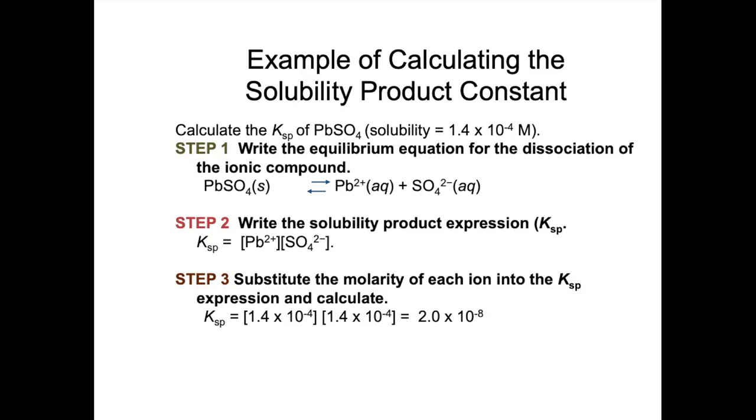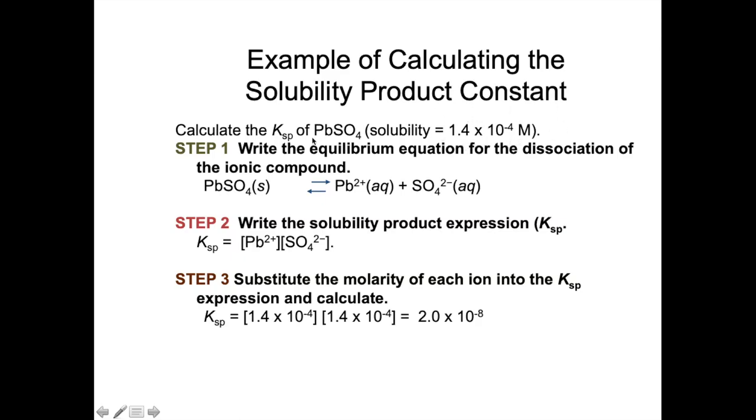Now, let's write out our KSP expression. KSP is going to equal our lead 2 plus ions concentration times the concentration of our sulfate ion. There's no coefficient for either of those chemicals, so there's no exponents for those terms. Now, let's figure out how to solve for KSP by plugging in the concentration of those respective ions. Now, how do we figure that out? How do we know what numbers to plug in here? That's where the solubility comes in.